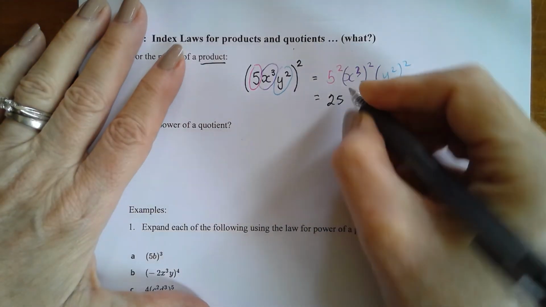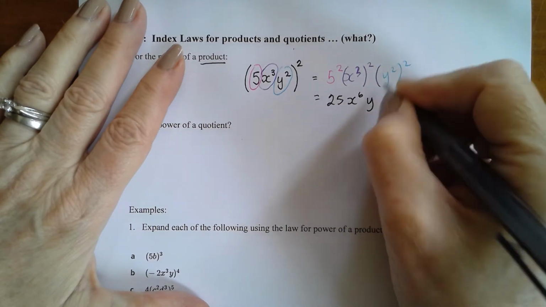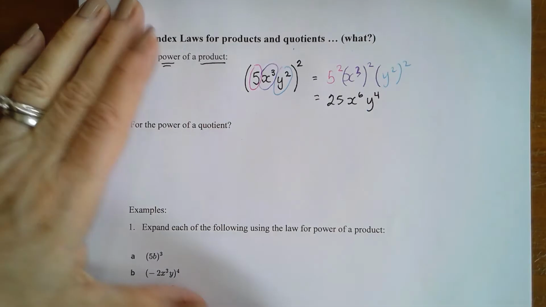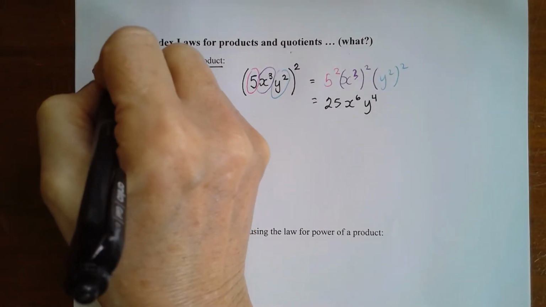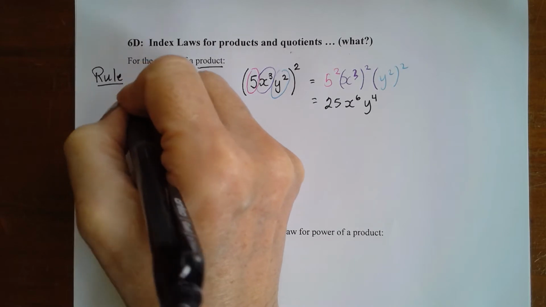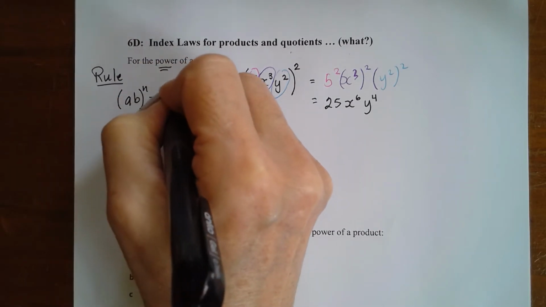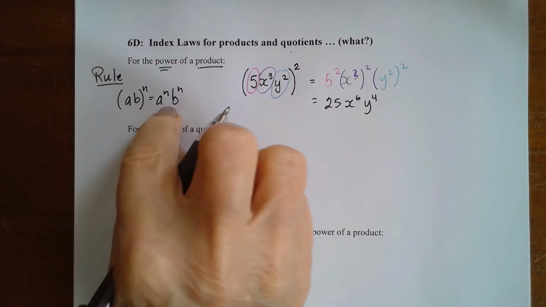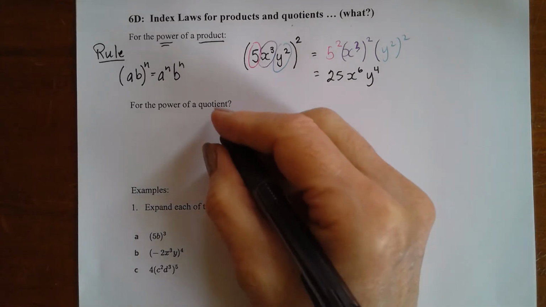And I end up getting 25, that's 5 squared, and then a power to a power is multiply. So basically the rule looks like this. If I have (ab) to the n power, it's a to the n, b to the n, right? Each part gets that.